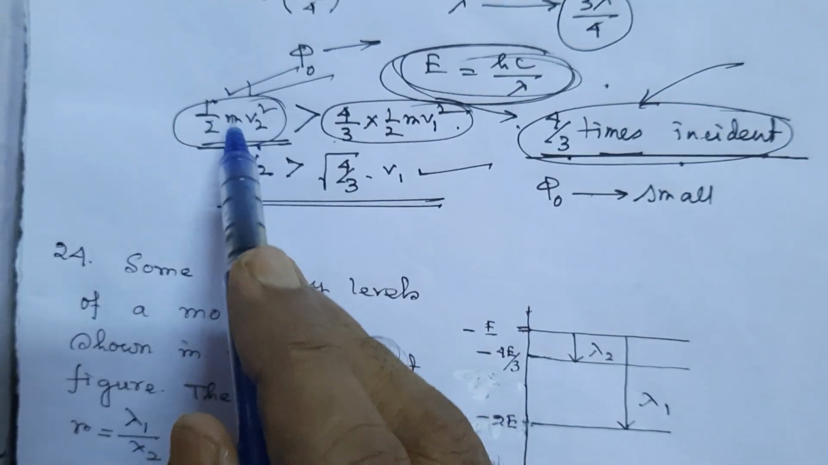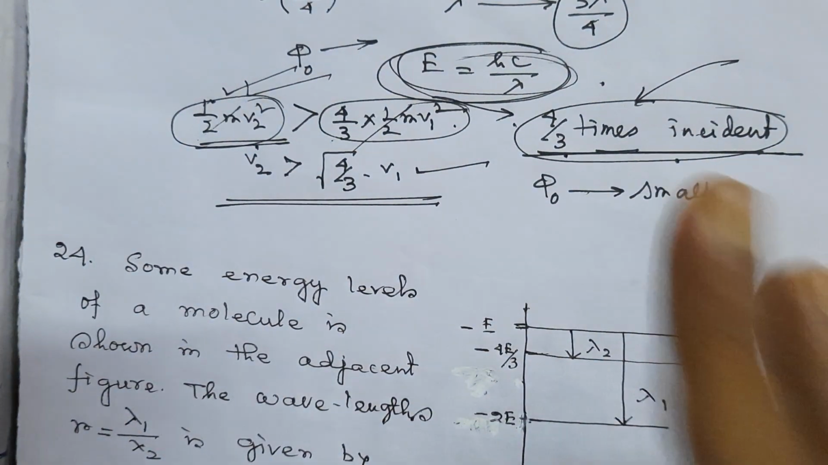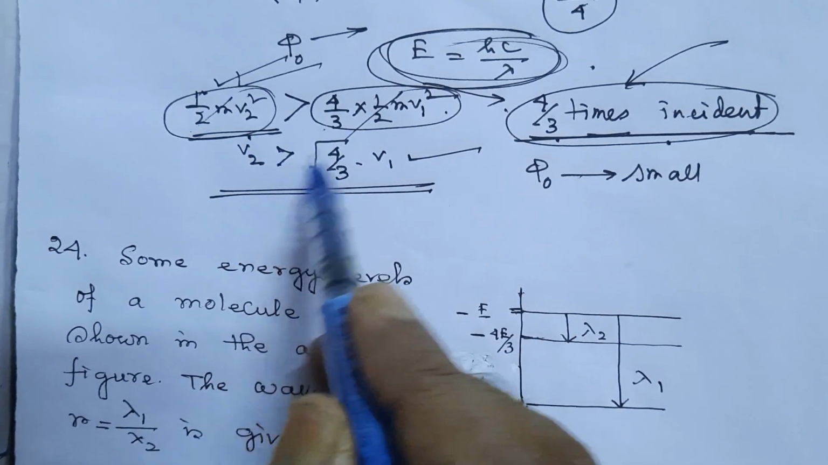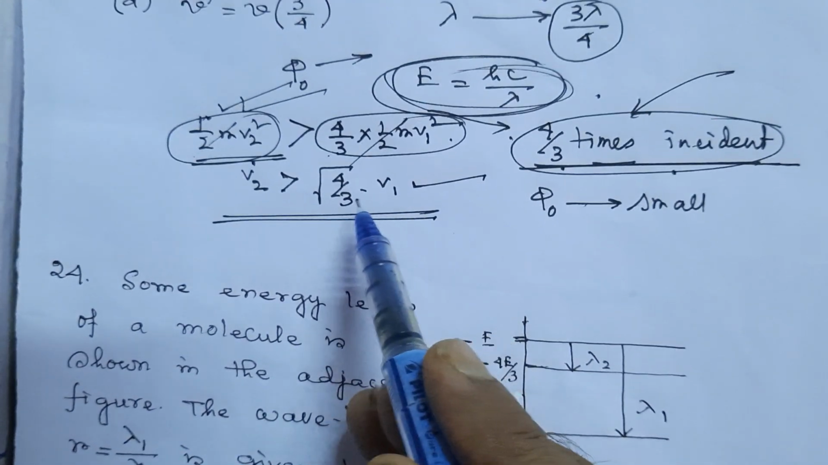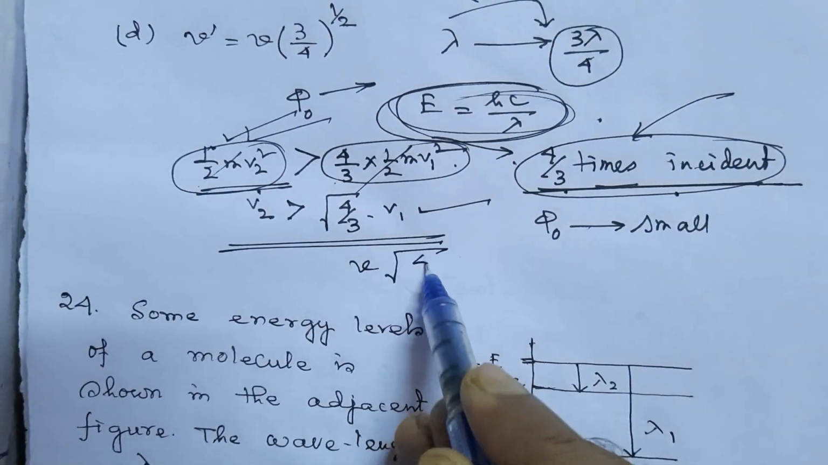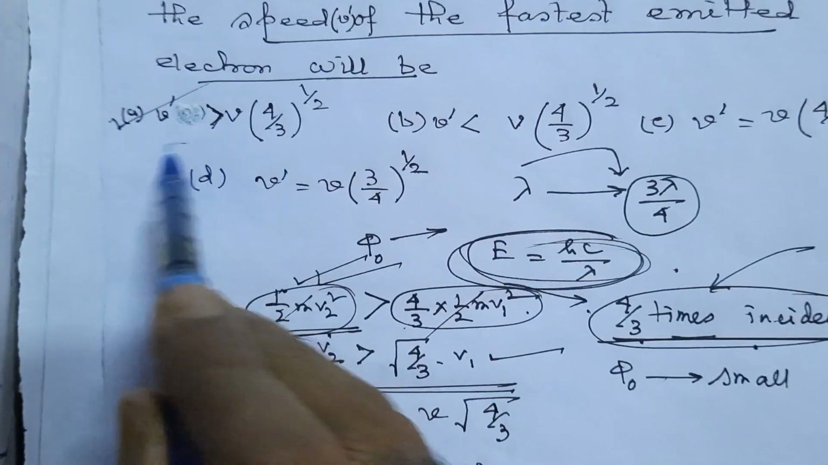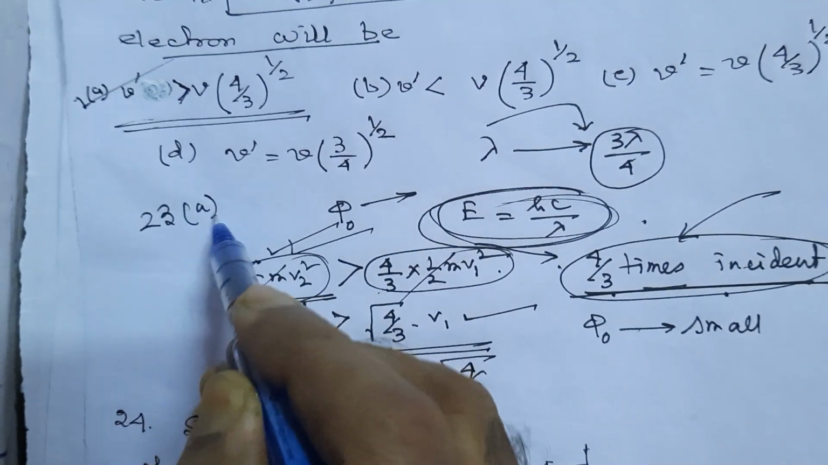So if we make some mathematical calculation, we find easily that v2 is greater than root over 4 by 3 into v1, or v1 into 4 by 3 to the power half. Here v1 is given as v, so v dash is greater than v into root over 4 by 3. This is the correct option. So the answer to question number 23 is A.